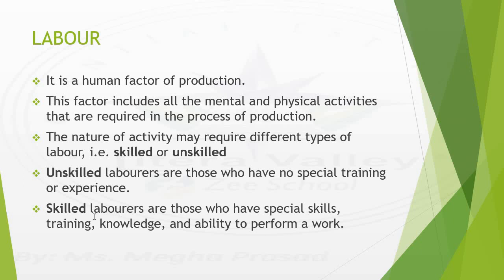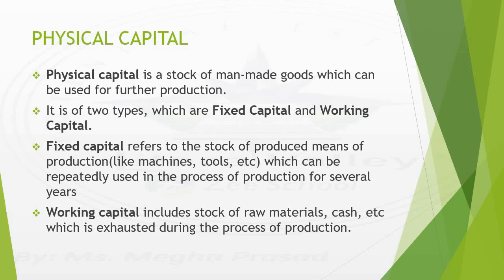The last point is skilled laborers are those who have special skill, training, knowledge and ability to perform a particular work. So these are the two types of labor. The third factor of production is capital. It is also known as physical capital. Physical capital is a stock of man-made goods which can be used for further production.